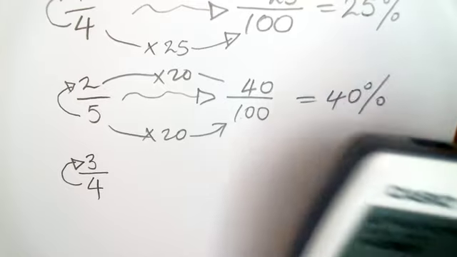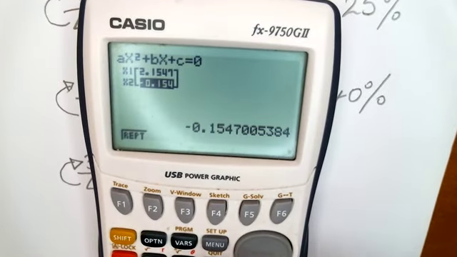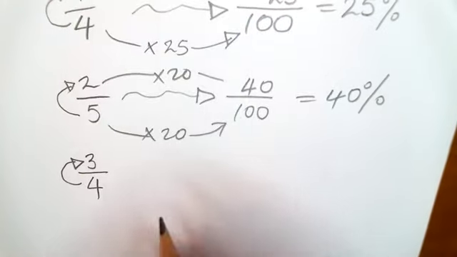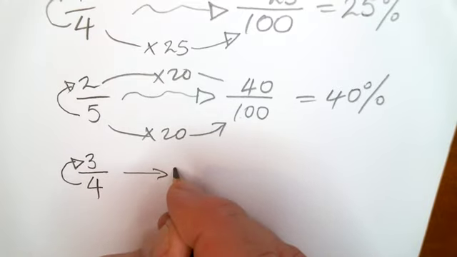Let's try that first. I have 3 divided by 4. I get 0.75. And then I multiply that answer by 100. There it is. And we get 75. The answer is 75%.